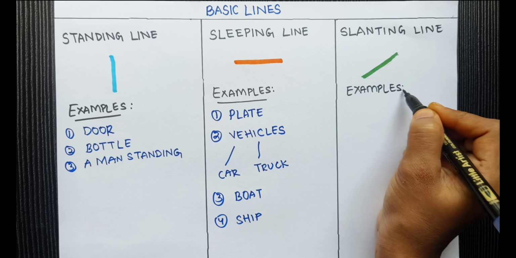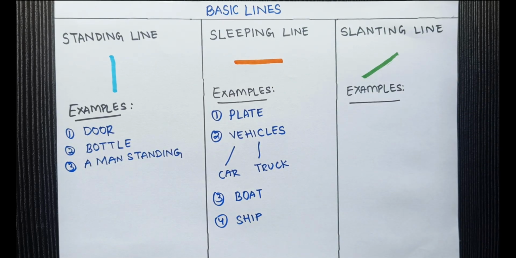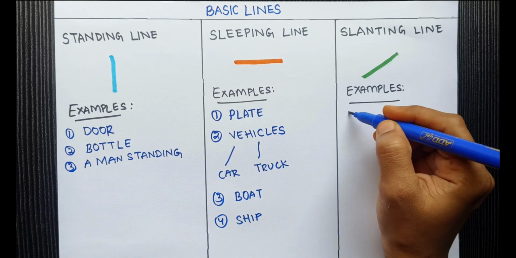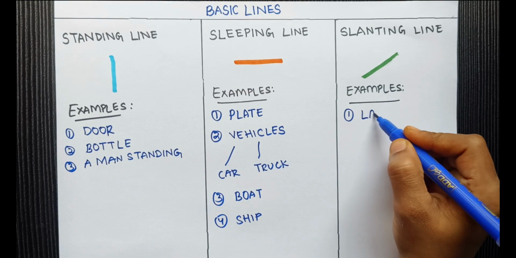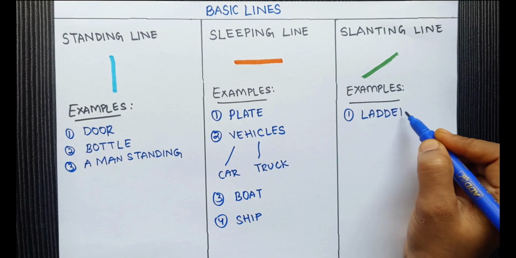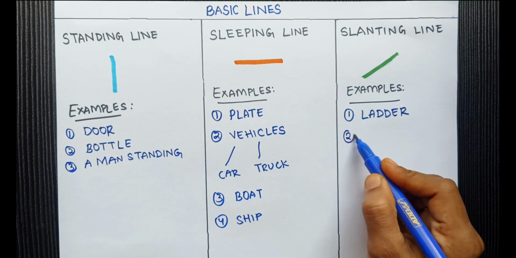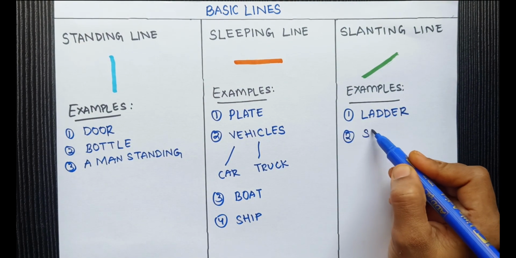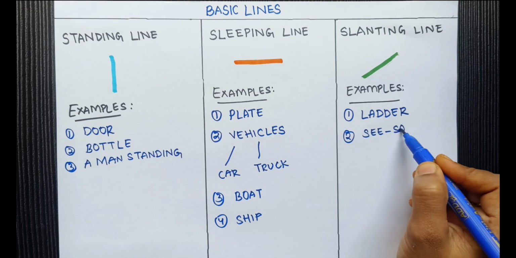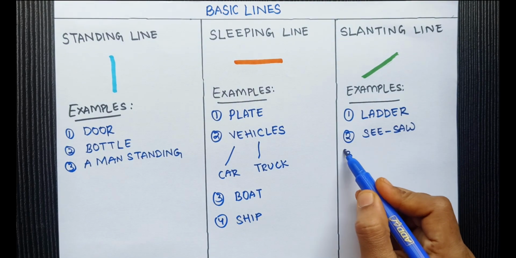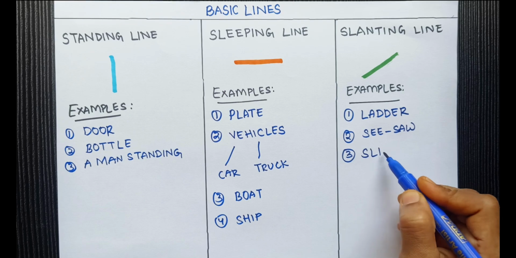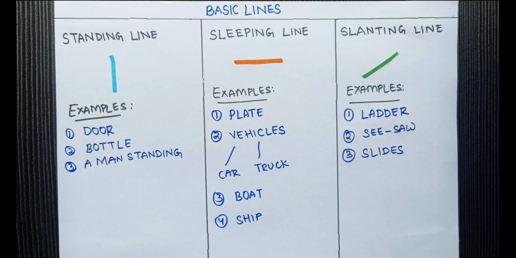Now we will see the examples of slanting line. So first one about the slanting line is a ladder. The ladder which we climb will be in a slanting position. And the second example is a seesaw. The seesaw which children play will be in a slanting position. Third one, the slide. Slide also will be in a slanting position. So children, these are some basic examples of standing line, sleeping line and slanting line.